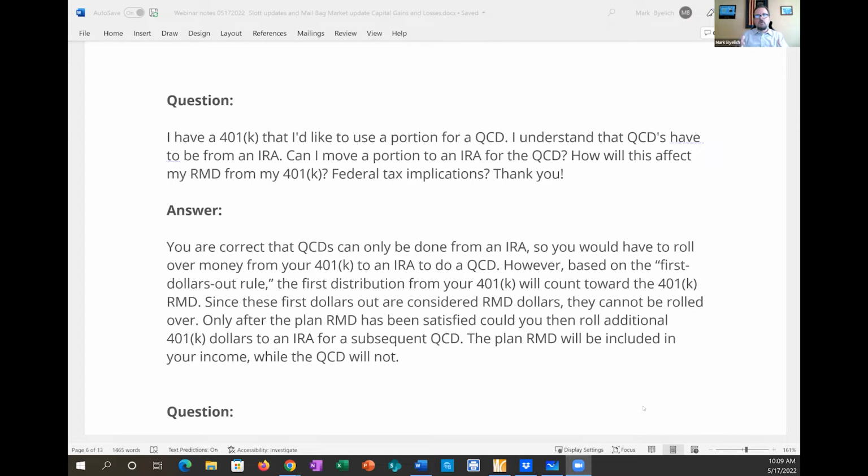And what's the simple answer for that? Well, consider rolling over your 401k before you turn 72, before you hit that required beginning date and you enter RMD country, because then you have greater control over those IRAs and those distributions and conversions and all those things. So there are reasons to potentially keep money in a 401k, but you've got to compare and look at what's best for you.